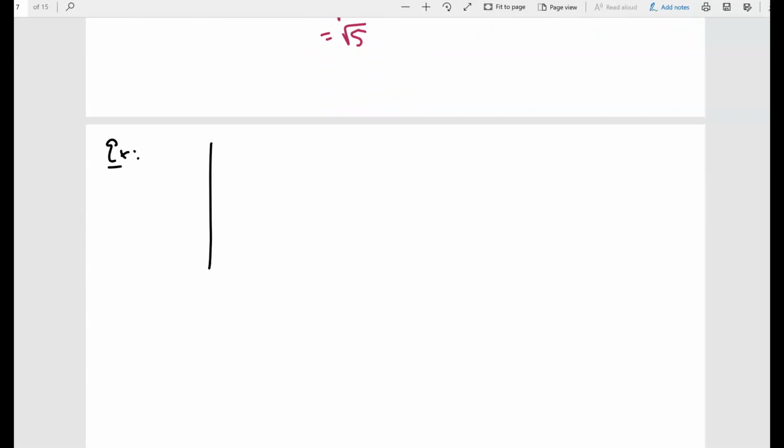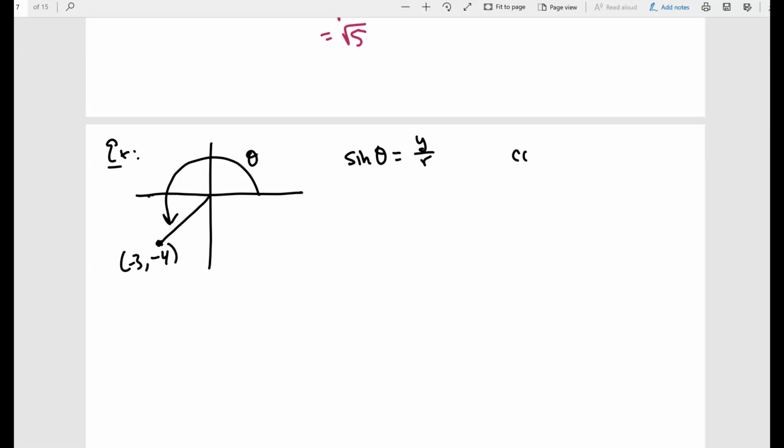So let's say now we want to figure out what this is going to be. So let's say this is going to be -3, -4, and then all of this is going to be the angle theta. Okay. So what's going to be that sine? So we're still finding the sine and the cosine. Okay, so sine of theta is going to be equal to y over r. The cosine of theta is going to be equal to x over r.